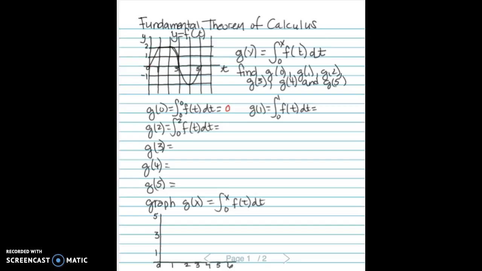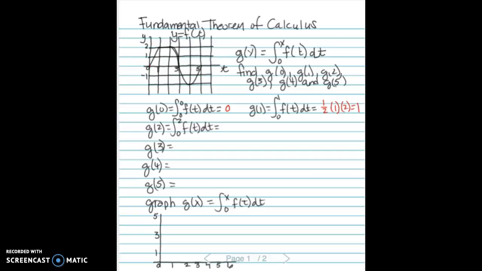The next space is g of 1. G of 1 is equal to the integral from 0 to 1 of f of t dt. So we notice that that's a triangle. From 0 to 1 on the t is a triangle. So the area of a triangle is 1/2 times base times height. 1/2 times 1 times 2 gives me an area of 1.